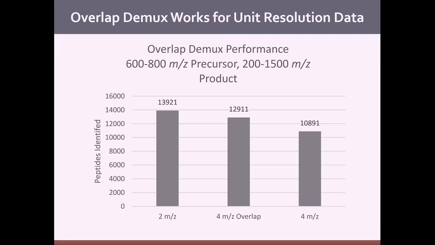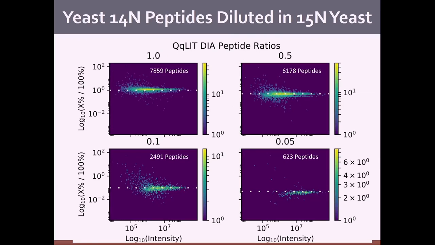So we think that we're able to get the overlap to actually work. The overlap's working better than we expected we could do. We weren't sure initially whether or not we could demultiplex the unit resolution data. And just a little bit of show here in the quantitative data, I'll point out that the quantitative data just looks outstanding.